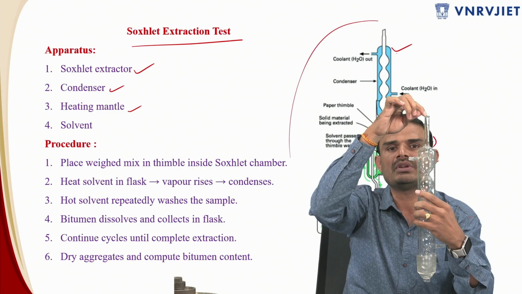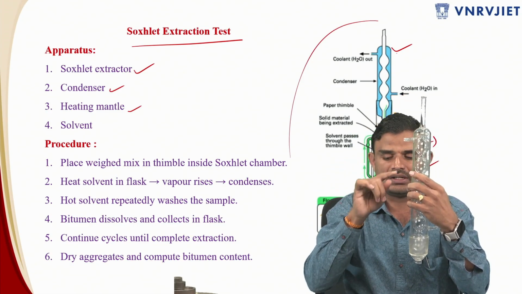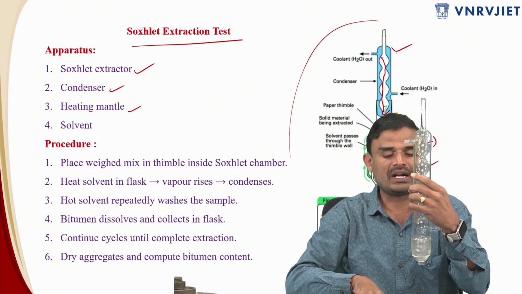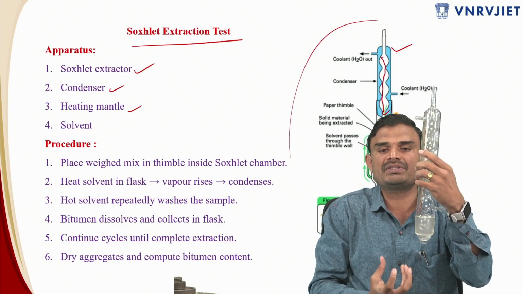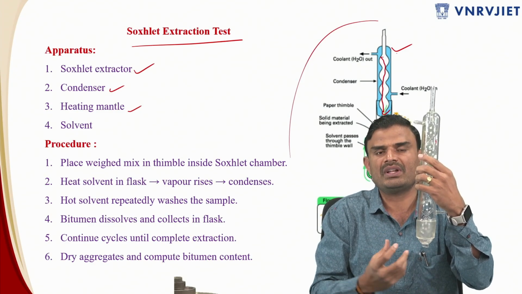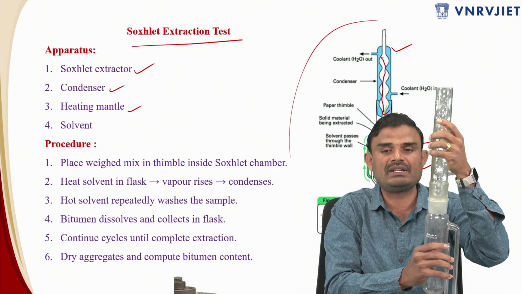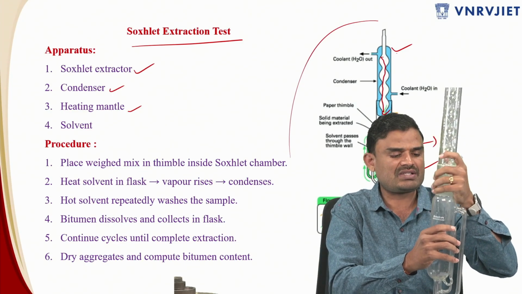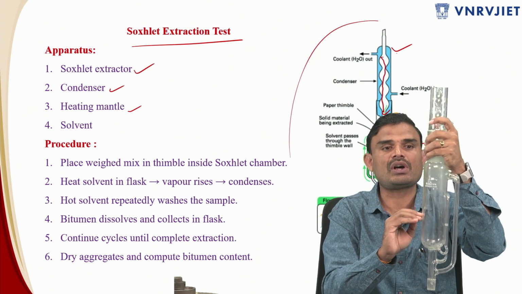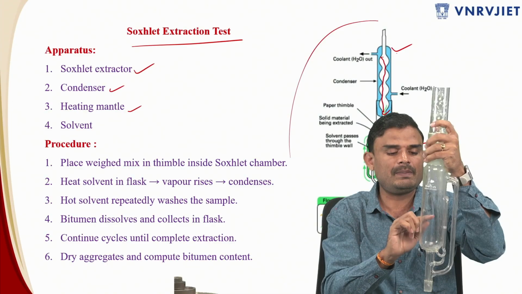In this case I am adding toluene, which will pass through the inside and fall onto the bituminous mixture present in the Soxhlet tube. It gets dissolved for some time, and there is a heating unit present at the bottom. In the first cycle, you have to add enough solvent, so you keep adding toluene from the top.